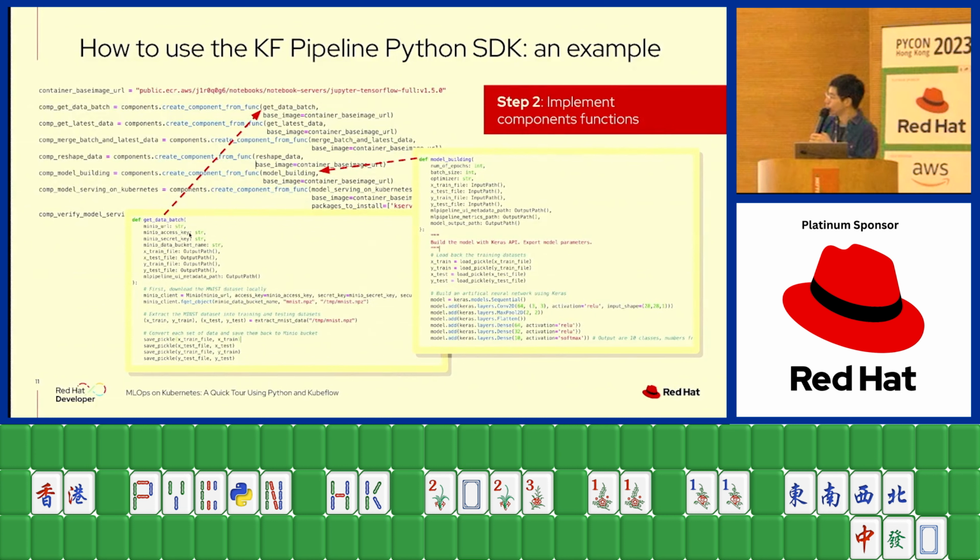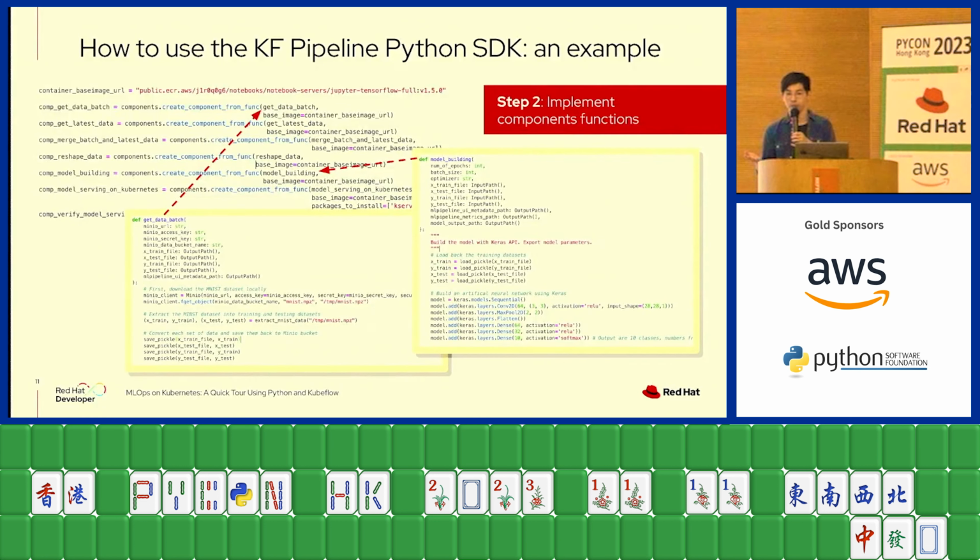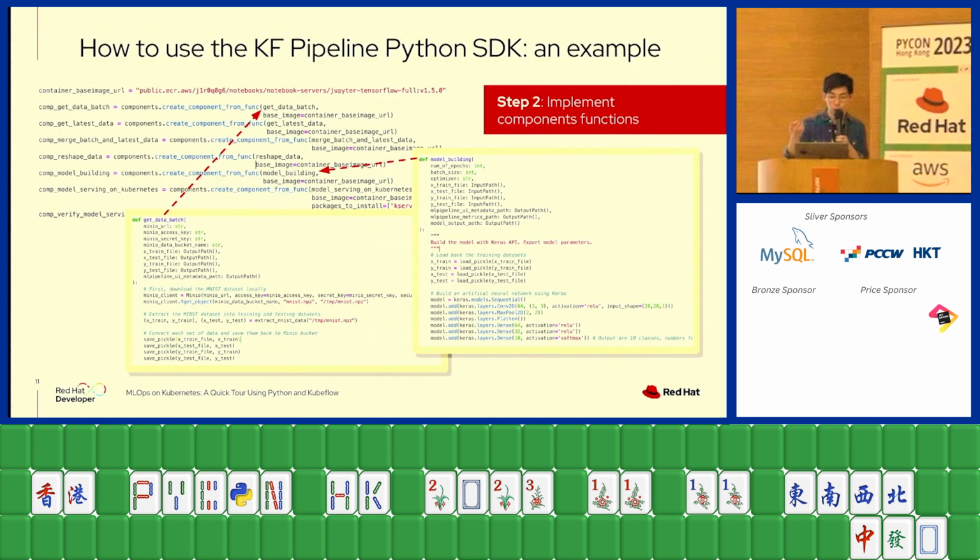For example, if I want to get the batch data, I probably will get it from an object store. In this case, I'm getting it from a MinIO object store, or you can get it from S3 or another object store. And after I get it, I want to have an output. That's why you define something called output path. Output path is what Kubeflow provides to developers. It's a dynamically generated directory, and you can store your output files or any kind of data there. Later on, you can use it or trace it back.